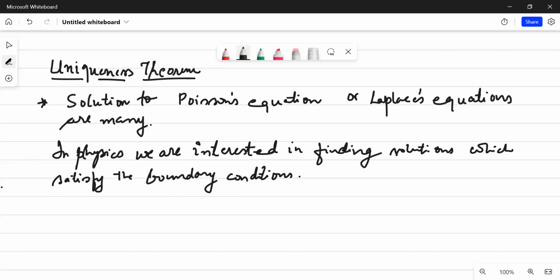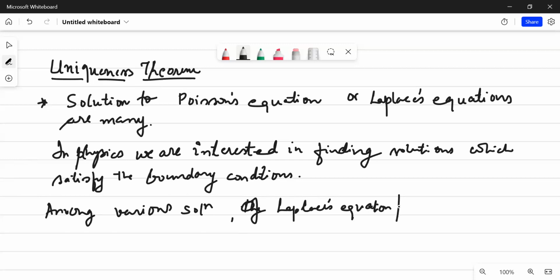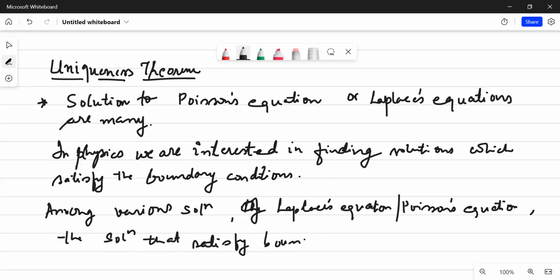Basically, understand that among various solutions of Laplace's or Poisson equation, the solution which satisfies the boundary conditions is unique. Sorry, is unique. So always remember this part.